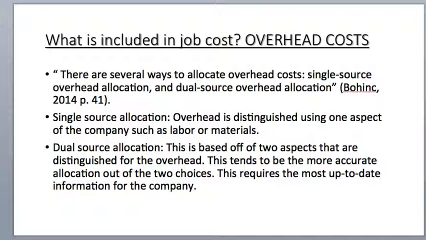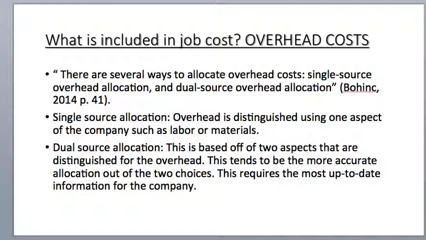All right, so the last piece is what is included in job costs. Let's talk about overhead costs. There are several ways to allocate overhead costs. We could do a single source overhead allocation or even a dual source, as this author explains. The single source allocation is where the overhead is distributed using one aspect of the company, such as labor or materials. And the dual source allocation is based on two aspects that are used to distribute the overhead.